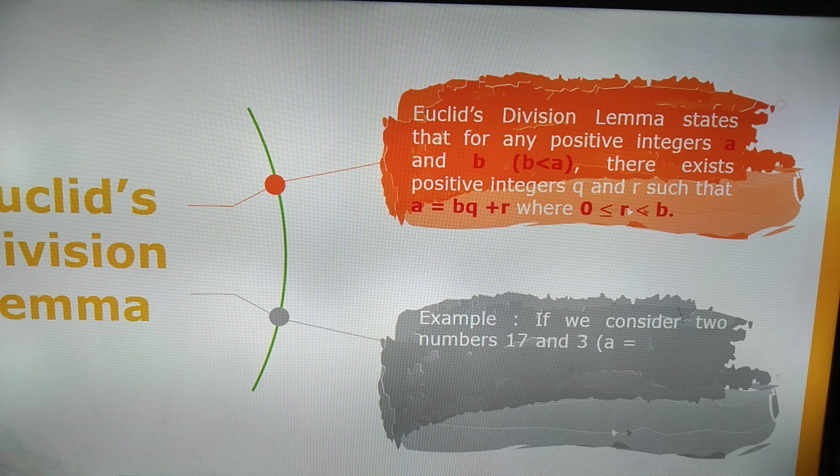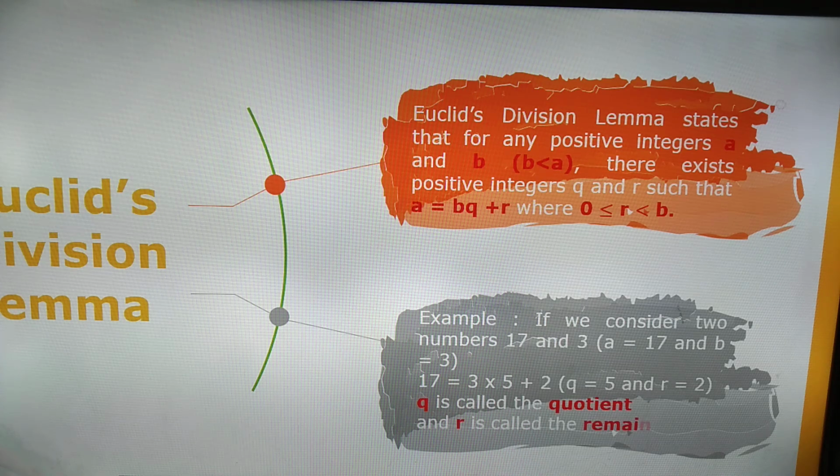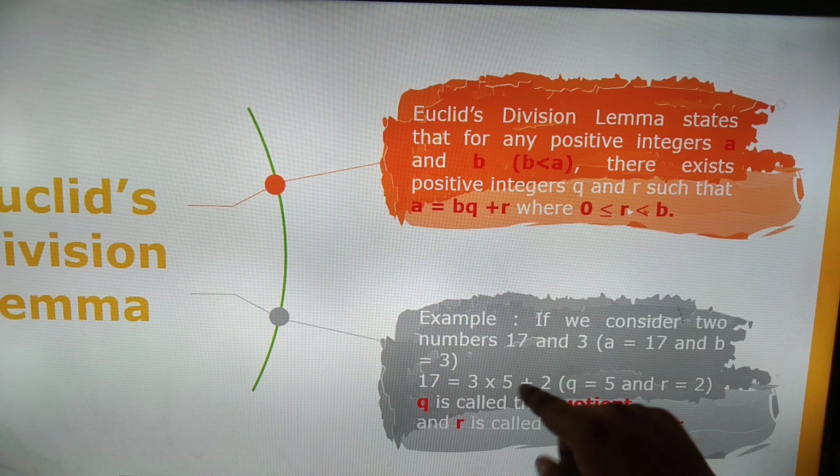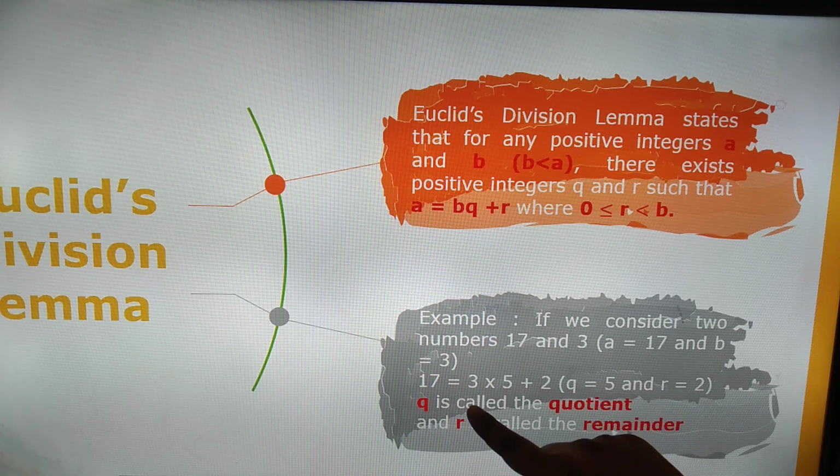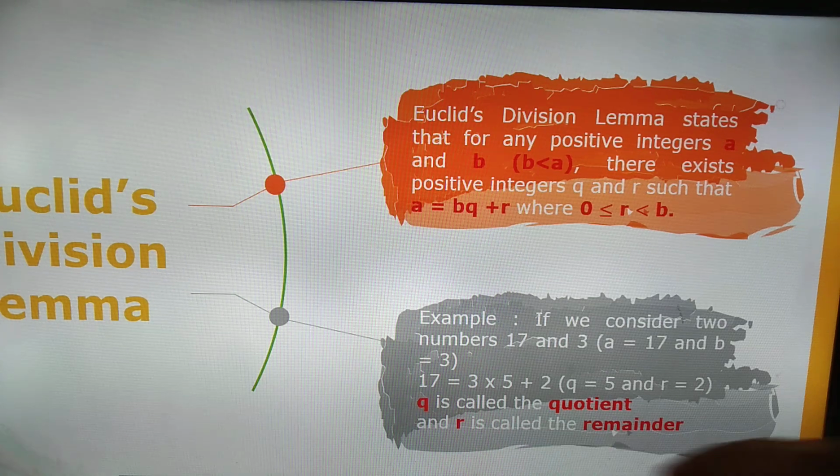For example, if we consider two numbers 17 and 3, a is 17 and b is 3, so 17 we can write as 3 into 5 plus 2. 3 5 is 15 plus 2, 17. Here quotient is 5 and remainder is 2. Q is called quotient and R is called remainder. That is EDL. Now coming to logarithms.